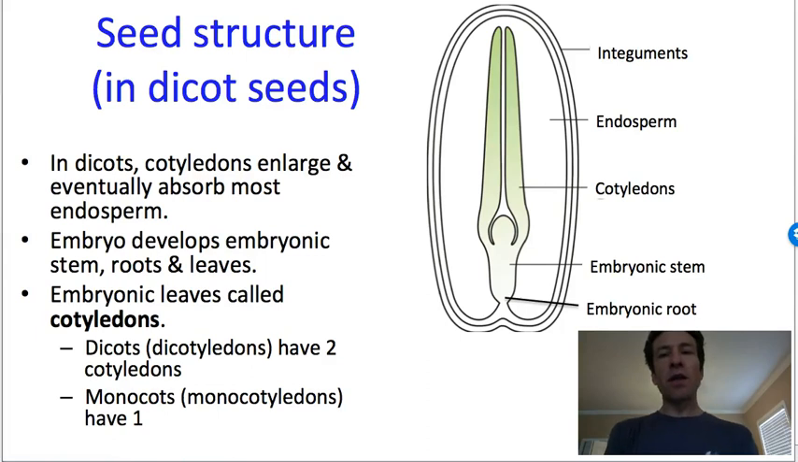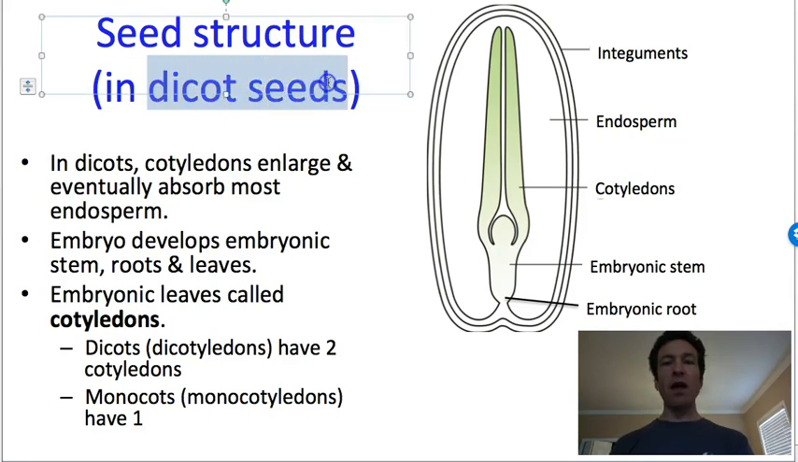The embryo is going to continue developing until it starts to appear like an immature plant. And there's going to be some differences in how seeds develop between monocots and dicots. For today's lecture, we're going to really focus on the dicots, and we can come back and talk about monocot seeds when we talk more about monocots. So focusing on dicot seeds here, this is what will result.